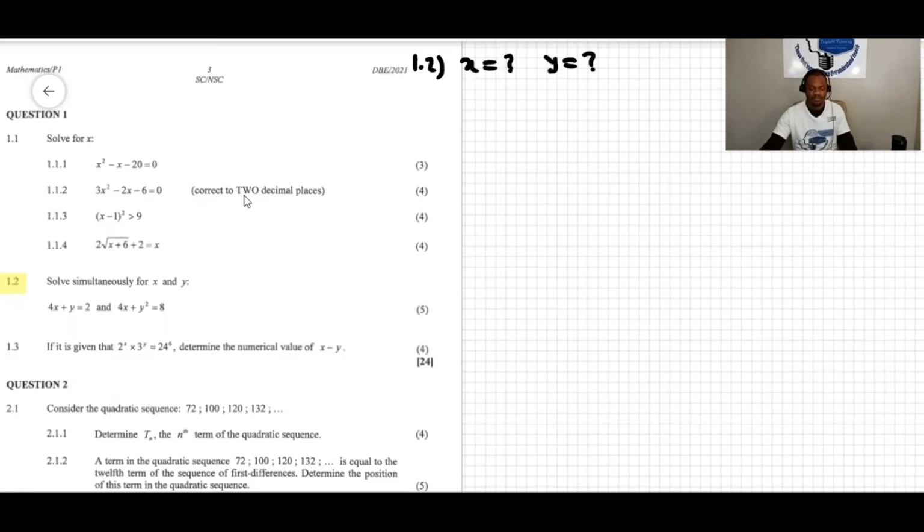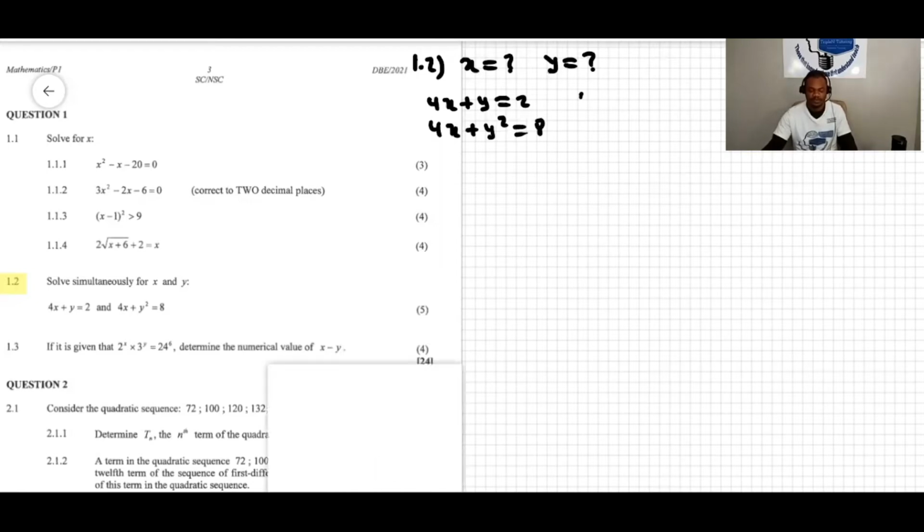It is given that the first equation is 4x plus y equal to 2. And the other equation is 4x plus y squared equal to 8. I prefer to label my equations, so I call them equation 1 and equation 2.